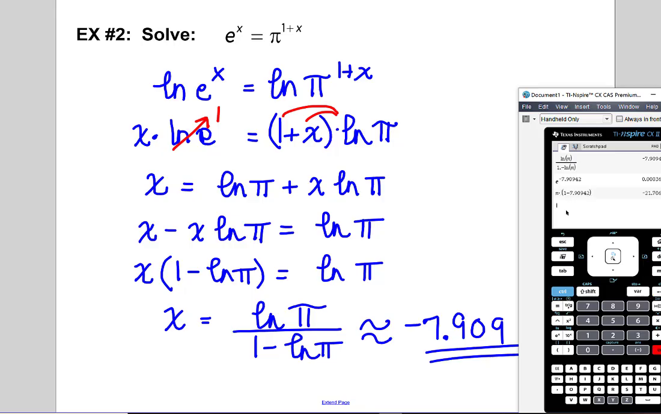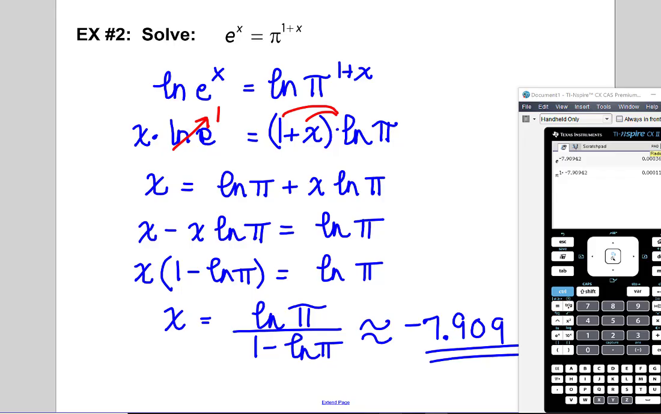Nope, that didn't work. Pi to the, oh, not times. We need pi, raised it. We're going to do pi and raise that to the 1 minus 7.90942 power. And how close are we there? Nope, that's not that close, is it? 0.000367.